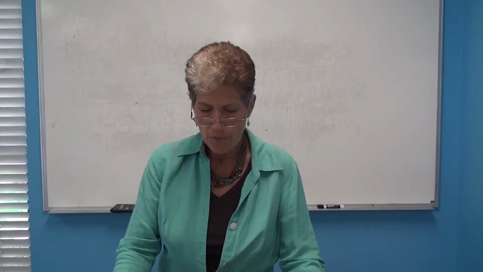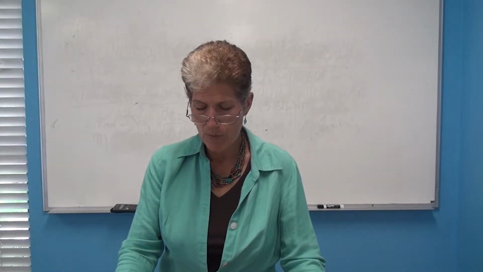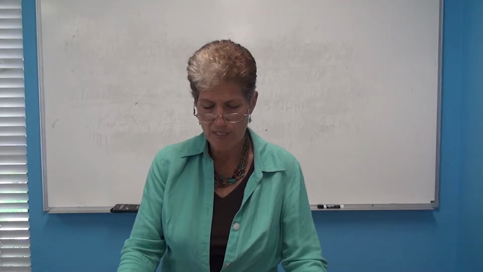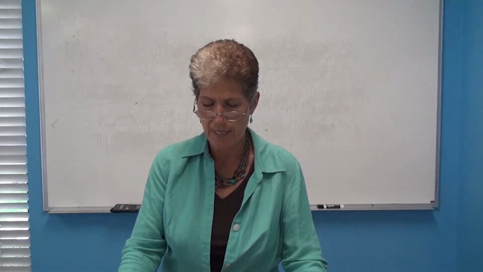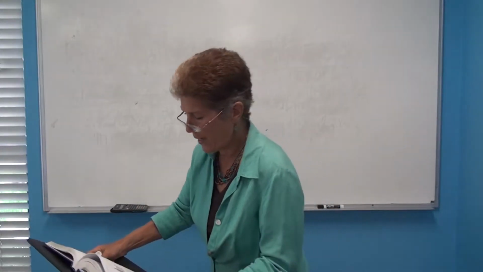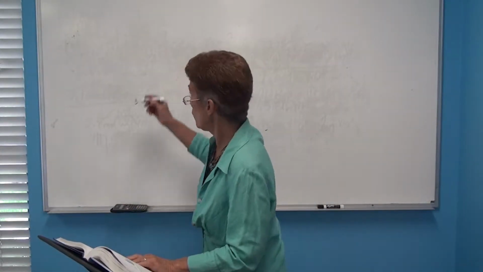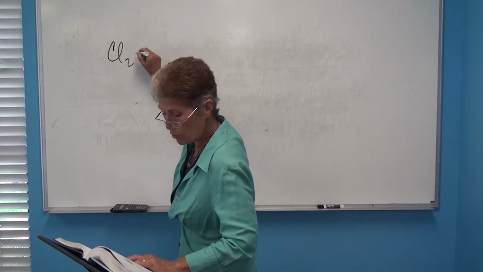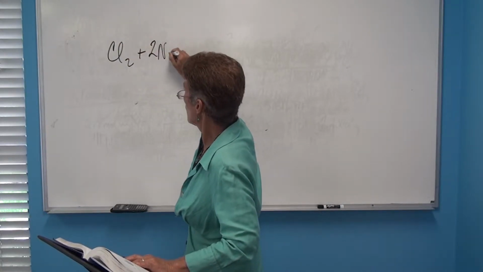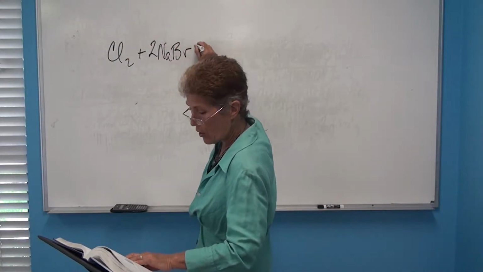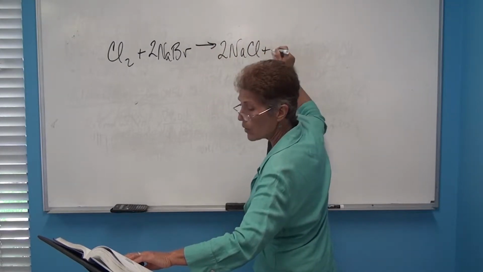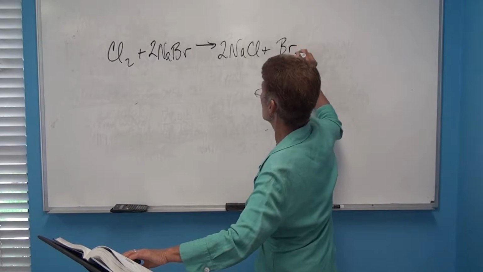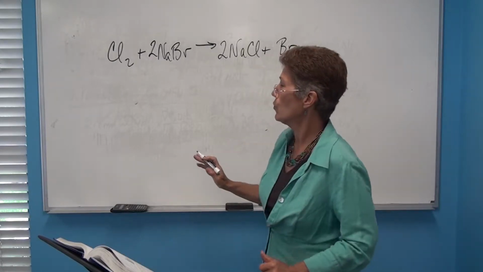Number 4, for each of the following reactions, indicate whether or not it's a redox reaction. If it is, indicate the atom being oxidized and the atom being reduced. Also indicate the oxidizing agent and the reducing agent. Okay, so for the first one, we have Cl2 plus 2 HBr yields 2 HCl plus Br2. Okay, let's work our rules.